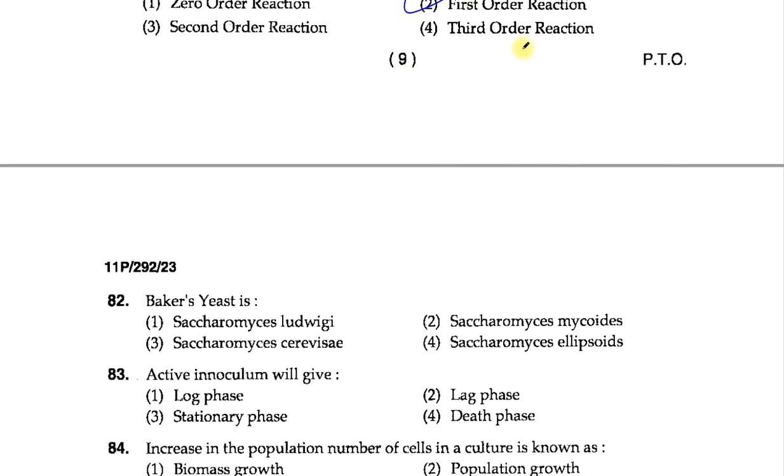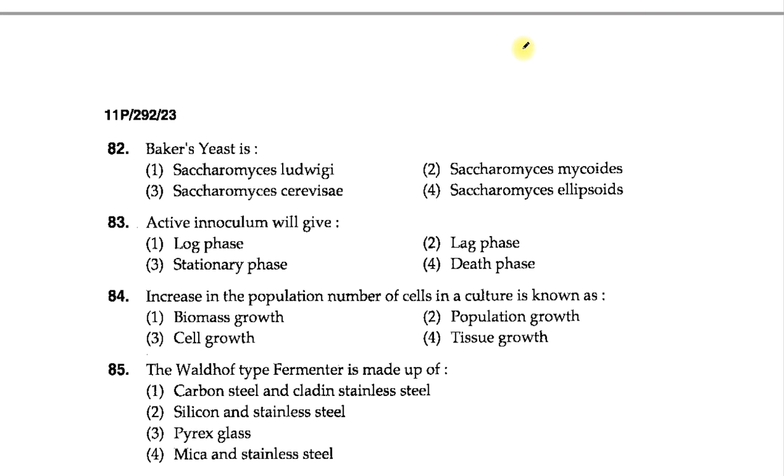Question 82, a very simple easy question. Baker's yeast is 1. Saccharomyces ludwigii, 2. Saccharomyces mycoides, 3. Saccharomyces cerevisiae, 4. Saccharomyces ellipsoideus. Option 3, Saccharomyces cerevisiae, is the correct one.